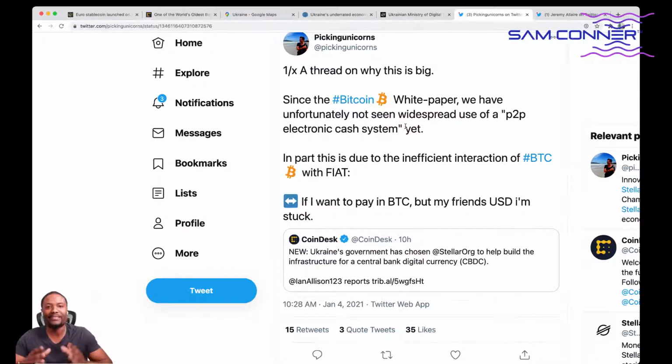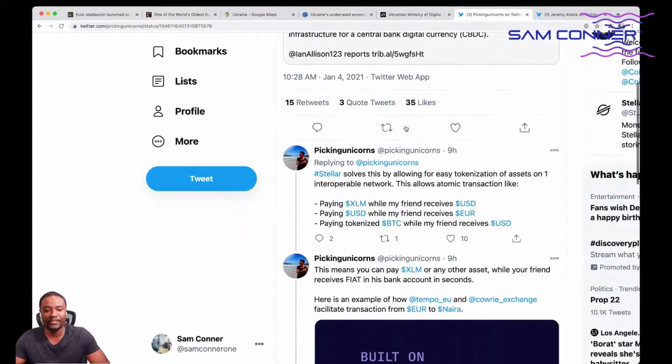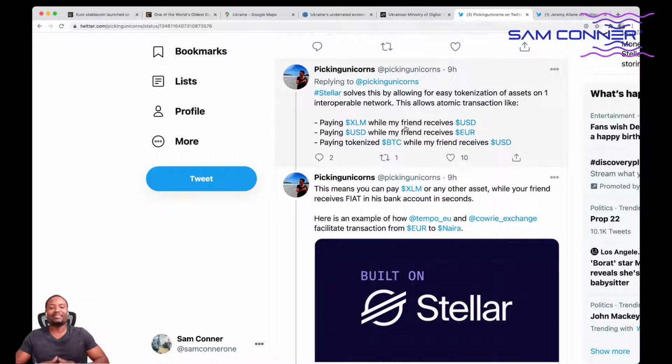We have unfortunately not seen the widespread use of P2P electronic cash systems yet. However, Stellar is solving this by allowing for the easy tokenization of assets on one interoperable network. This allows atomic transactions, and he gives a really good example here. Paying XLM while your friend receives USD. Paying USD while your friend receives Euro, brand new Euro B token. Paying tokenized Bitcoin while your friend receives USD. This means that you can pay XLM or any other asset while your friend receives fiat in his or her bank accounts.